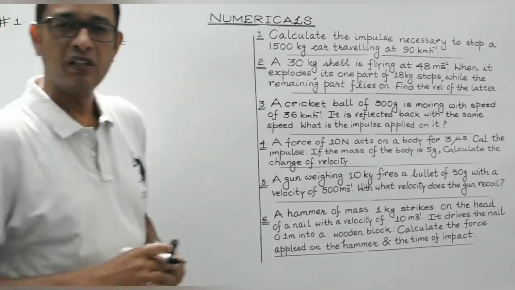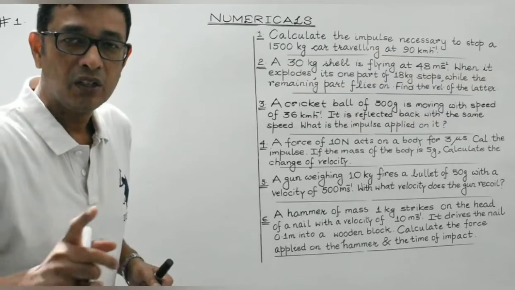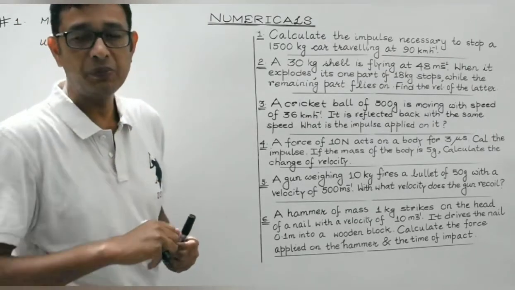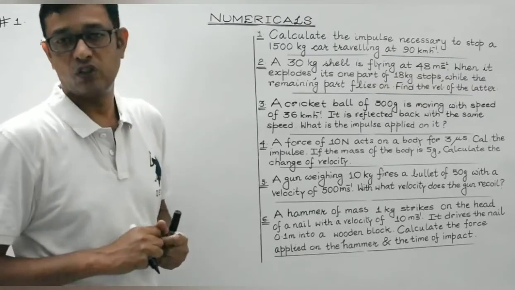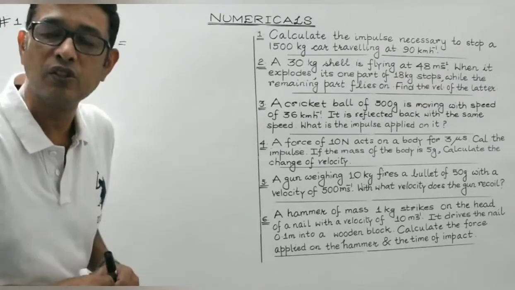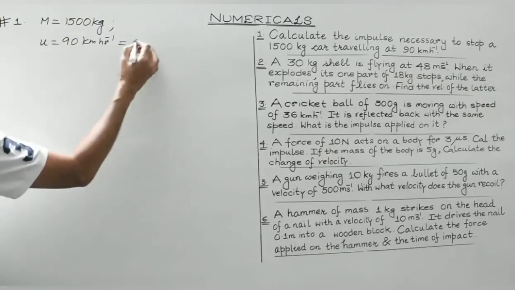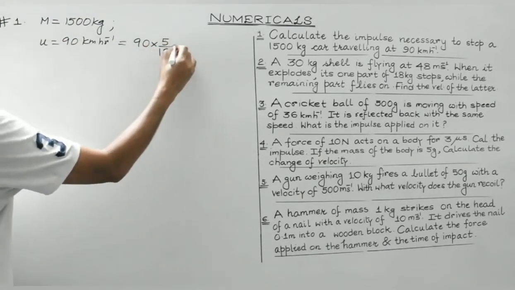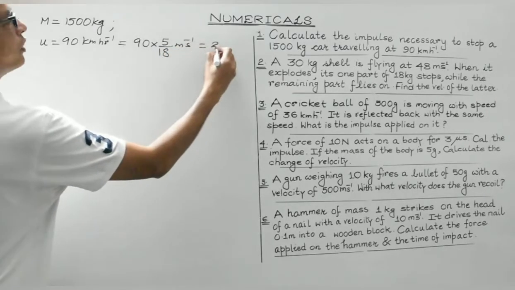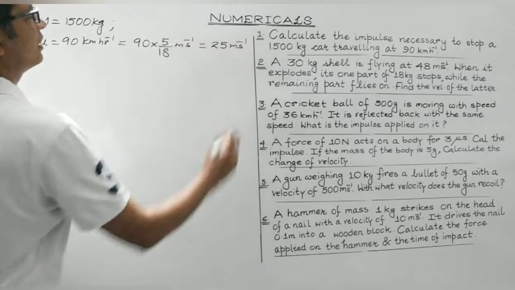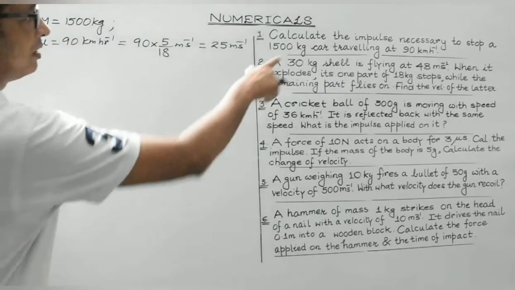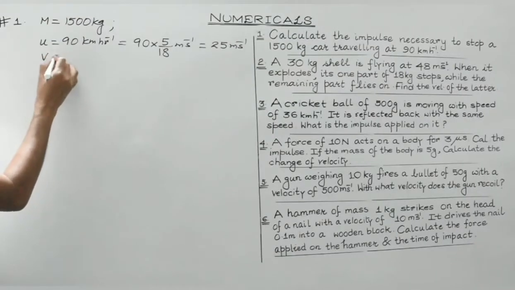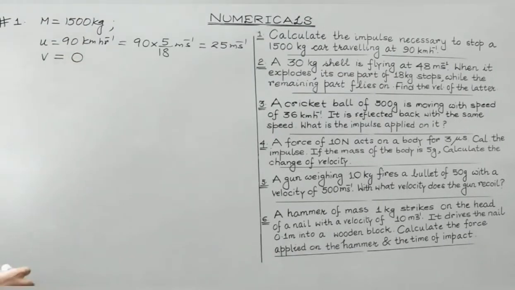Students, while doing numericals, just keep this in mind: convert each and every physical quantity into a single system. Represent every quantity in a particular system, right? Here obviously we'll make use of the SI system. So 1 km per hour is 5/18 meter per second, so it would be 25 meter per second, isn't it? Okay, now impulse necessary to stop a car. Finally the car is coming to rest, so its final velocity is 0.